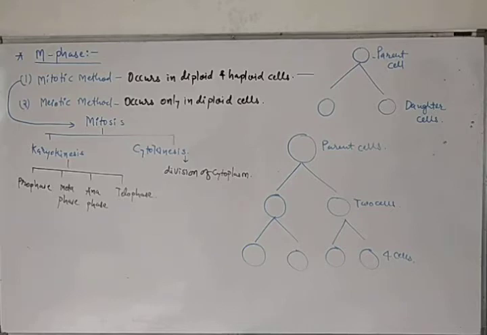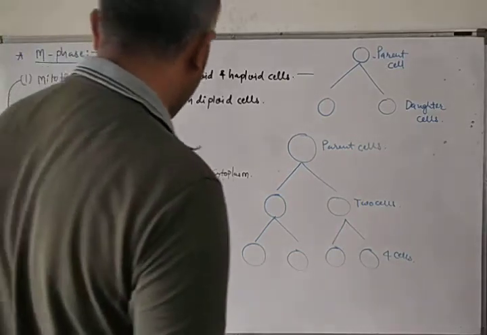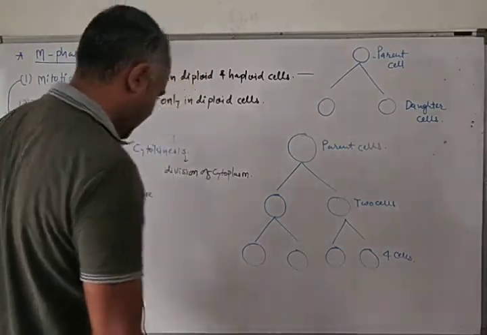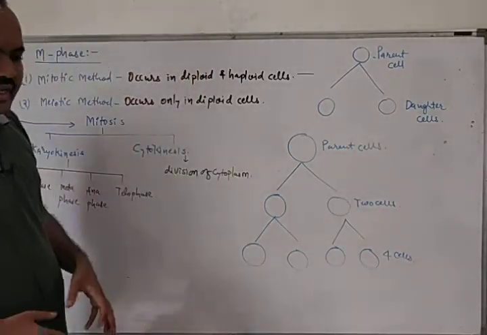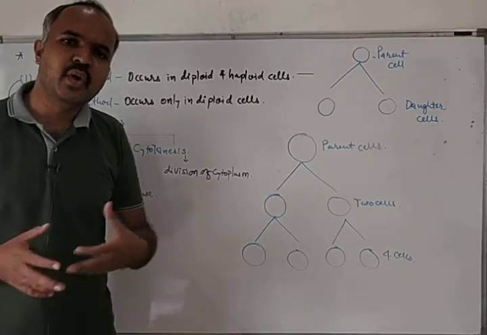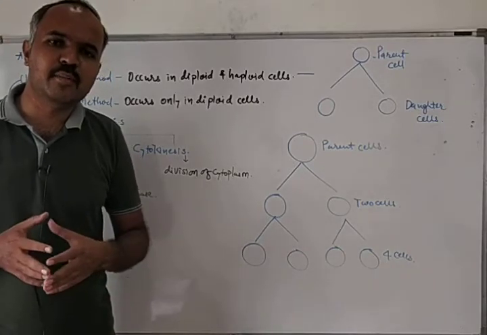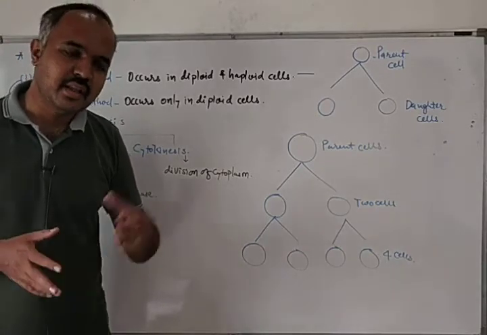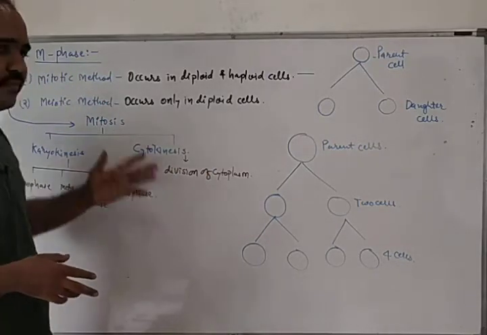And today we are going to start the next phase of the cell cycle, that is M phase. We all know that M phase is a very short phase of the cell cycle, and during M phase the cell will divide. During the M phase, the cell divides and either two new cells or four new daughter cells are produced from the parent cell. And we will talk about the M phase today.